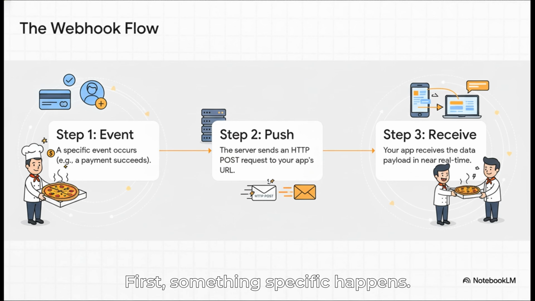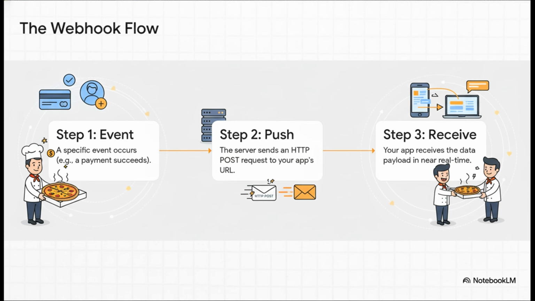First, something specific happens. A customer's payment goes through. A new user signs up. Bam, that's an event. Second, the server immediately bundles up all the info about that event and sends a standard HTTP post request to a special URL that you've given it. And finally, your app gets that data instantly. It's direct, it's efficient, and it's all driven by actual events.